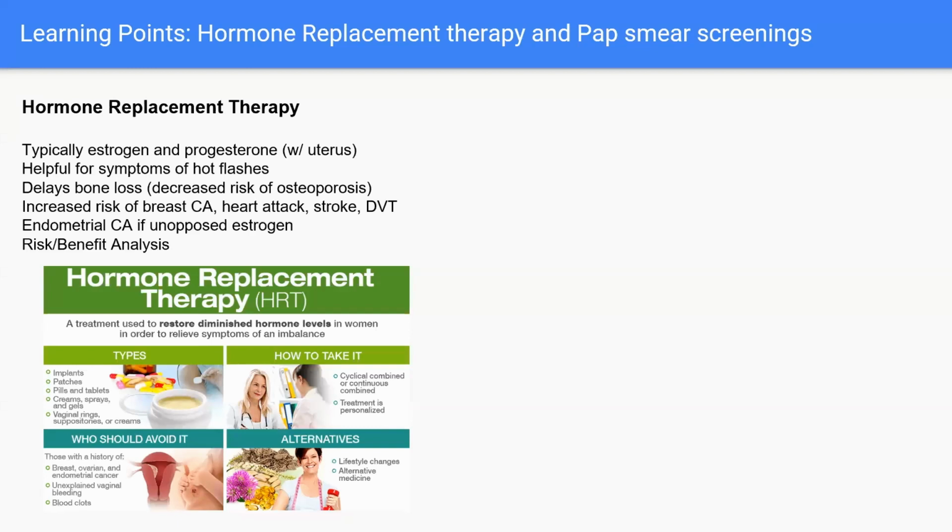The reason you don't want to give a postmenopausal female estrogen without progesterone is if they still have a uterus, that can cause the growth of the endometrium, and that can cause endometrial hyperplasia and eventual cancer, like endometrial cancer. So those cells that are encouraged to grow because of the estrogen can develop mutations, and that can lead to cancer. So typically we give progesterone with it as well.